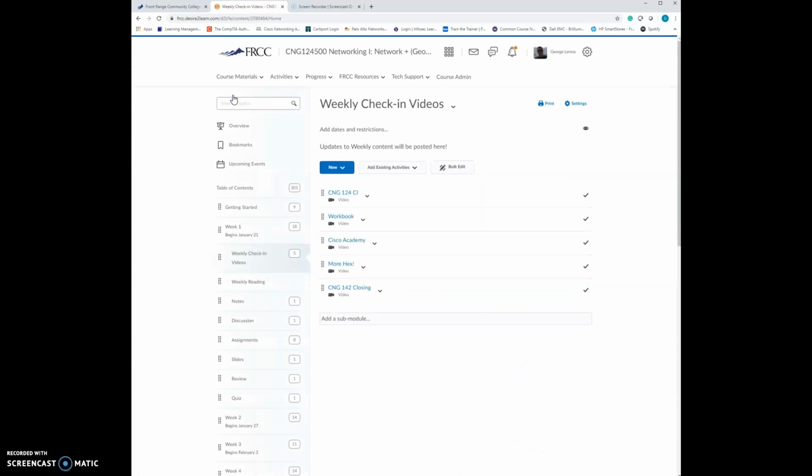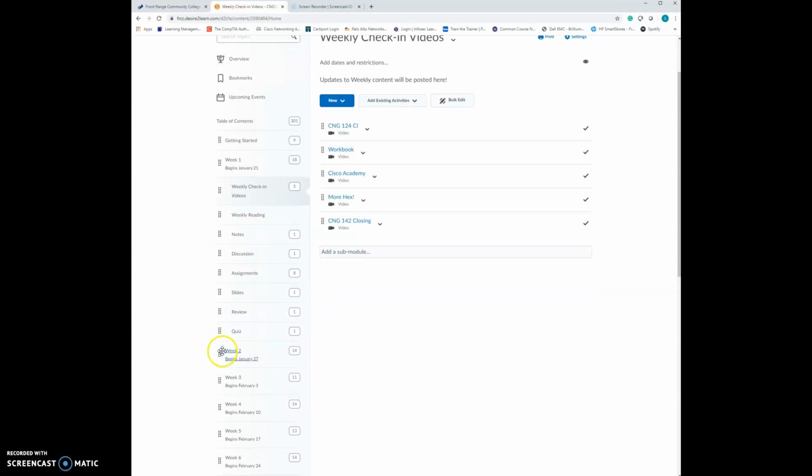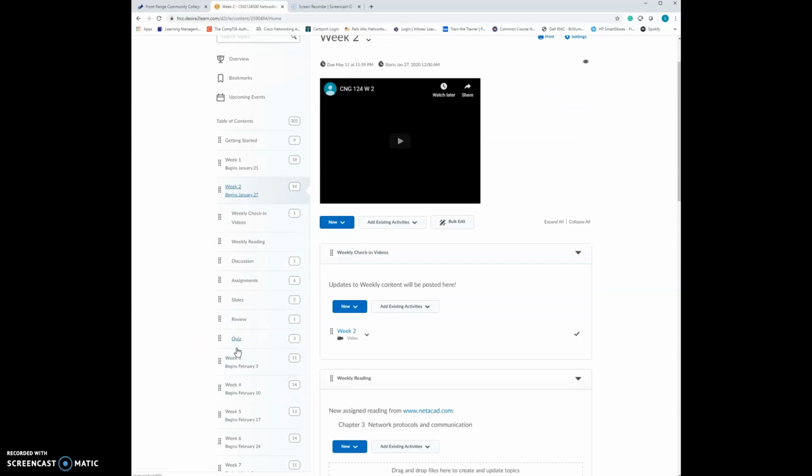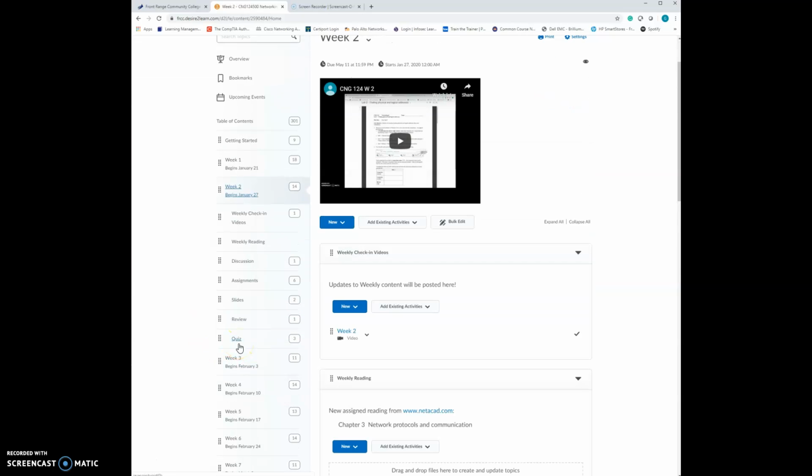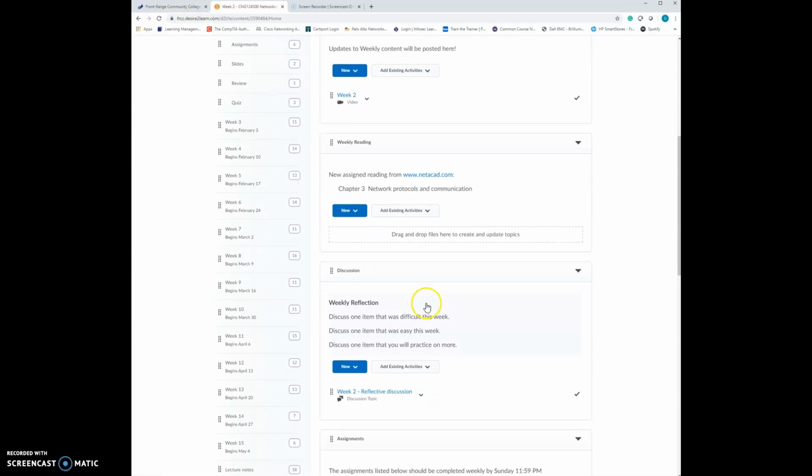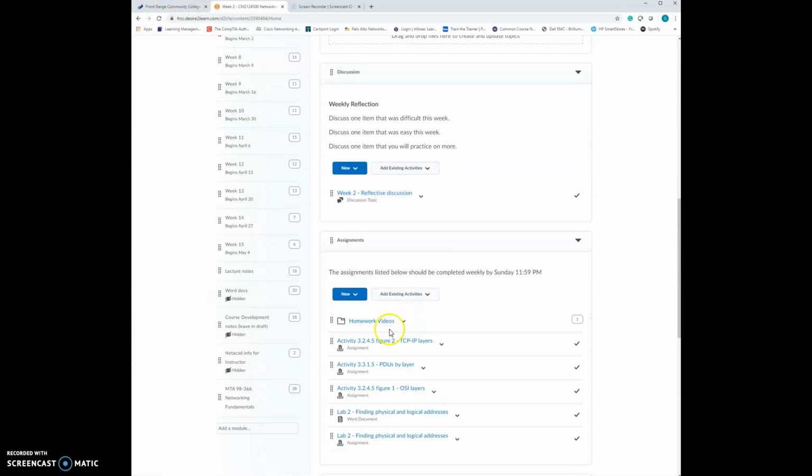Let's see what we have about week two. Week two, we're still kind of learning about new objectives. Let's take a look. We look at the TCP/IP layer and the OSI layers, and these are basically theoretical ways to look at and understand how networks communicate.